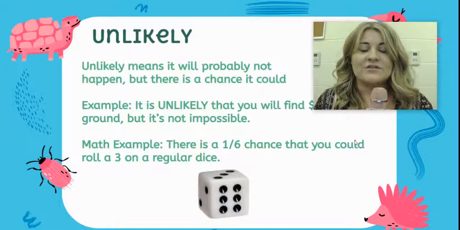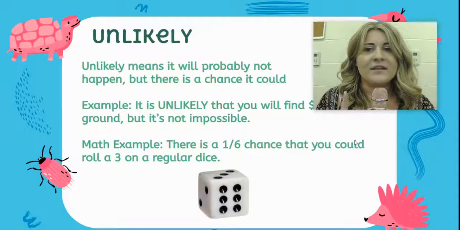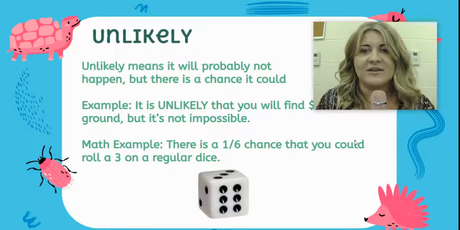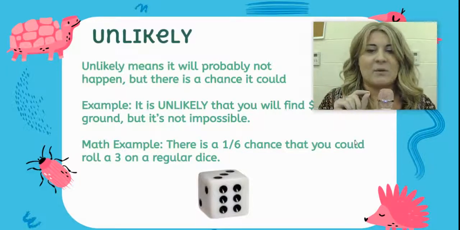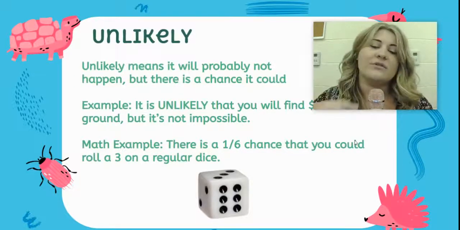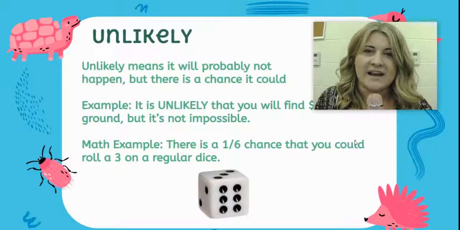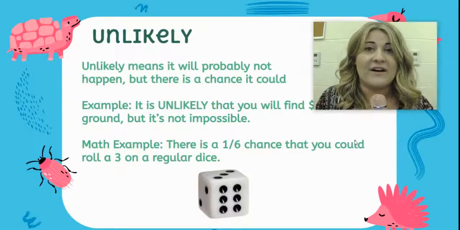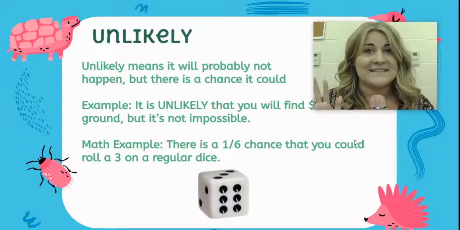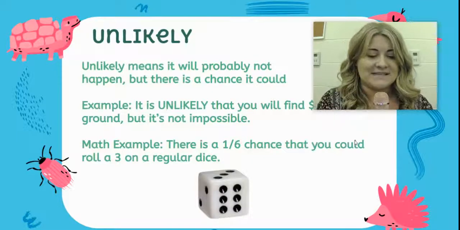Math example is there is a 1 in 6 chance that you could roll a 3 on the dice. So if I rolled the dice one time, there's a 1 out of 6 chance that I could roll a 3 because there's 1 3 on the 6-sided dice. So that's where I'm getting 1 out of 6 chances. So the chances of me rolling a 3 are not great, but it could happen. It's unlikely, though, because it's probably going to land on a 1, 2, 4, 5, or 6 because those are 5 other choices. And I'm only picking one choice out of that.